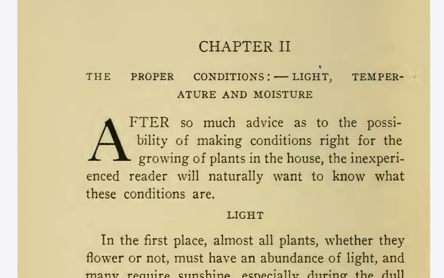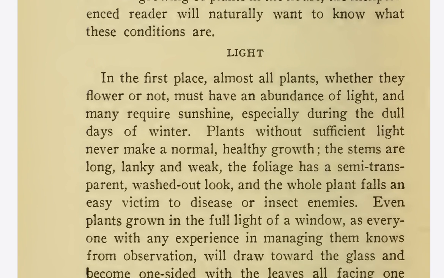Chapter 2. Again, this is the early 1900s, so we probably learned a lot since then. The proper conditions: light, temperature, and moisture. So a lot of this is historical. After so much advice as to the possibility of making conditions right for the growing of plants in the house, the inexperienced reader will naturally want to know what these conditions are.